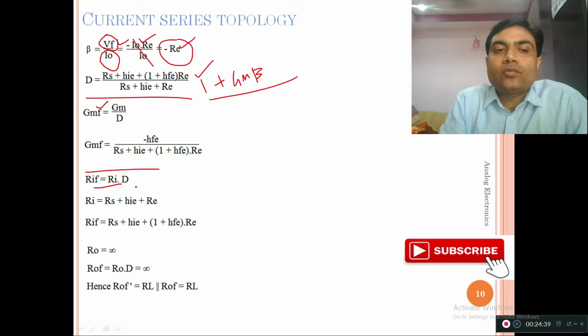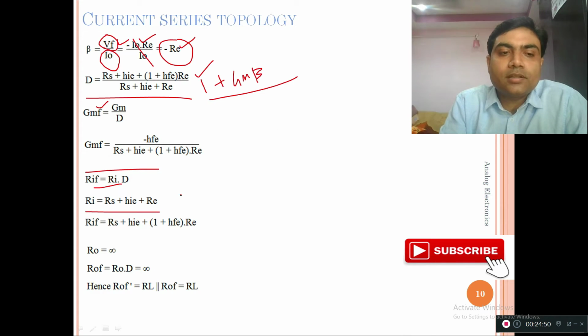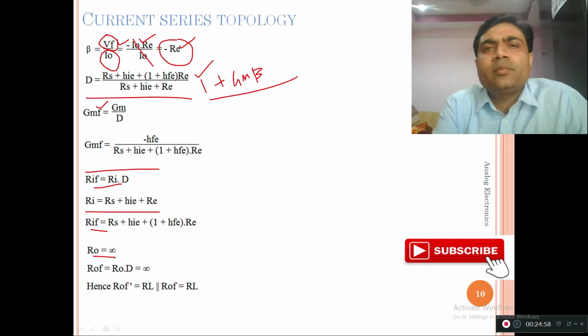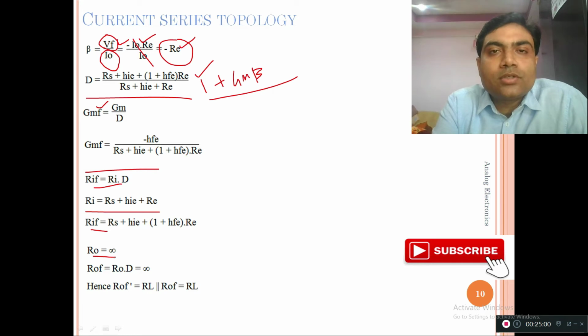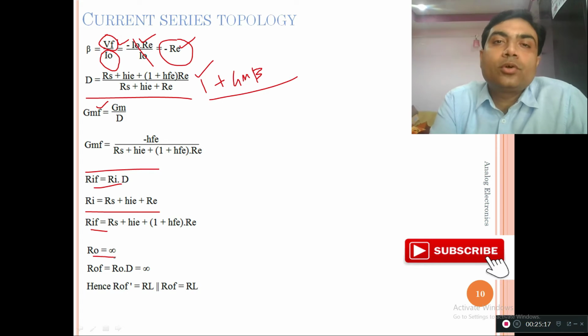Likewise, you can calculate the value of RIF: RI into D. What is RI? RI is all the resistances present at the input terminal. So all these resistances are present at the input terminal, so you can determine RI, and RIF is nothing but RI into D. Since this is the common emitter transistor and we are using the simplified model, RO is equal to infinity. You can go back to the approximate analysis and see RO equals infinity is there already. ROF is nothing but RO into D, so we cannot determine ROF because RO is infinity, and then ROF is also going to be infinity.